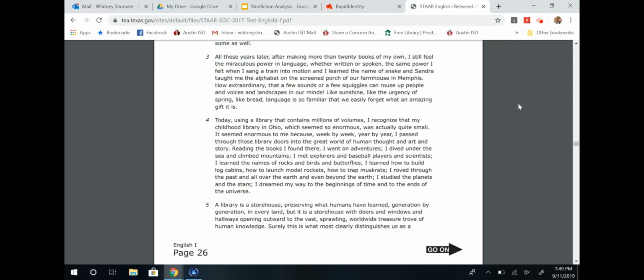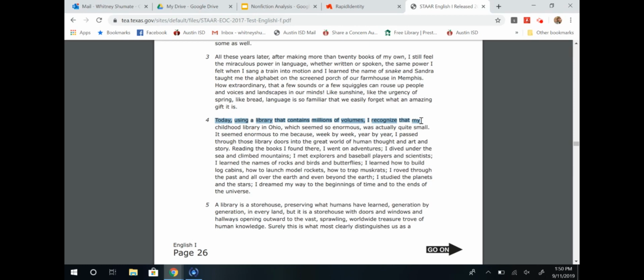If we look a little bit closer, one thing that you should notice, because it is literary nonfiction, is ideas that come up again and again, right? In nonfiction, authors often reinforce their message by repeating ideas in a clear way. You can see here in paragraph 4 that the author talks about using the library. That was something that he already introduced in the first paragraph.